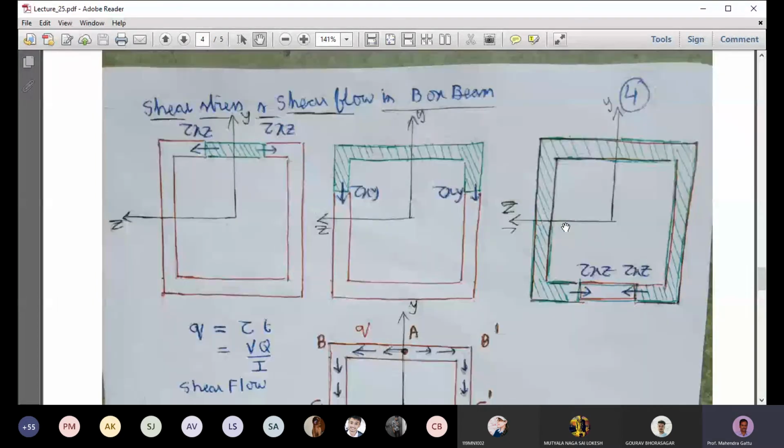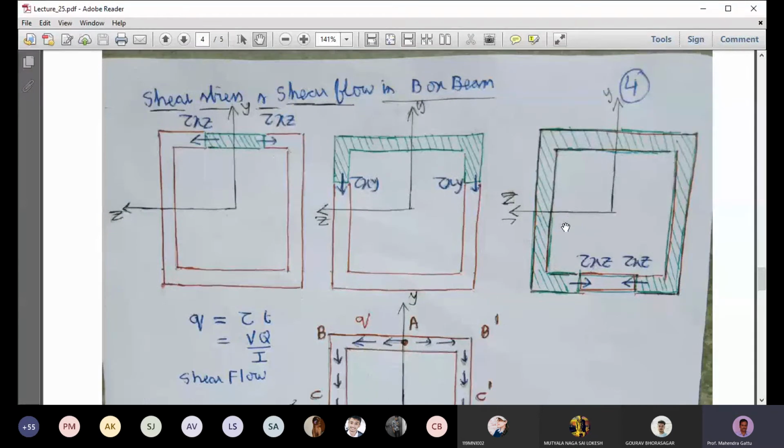Now we will also discuss shear stress and shear flow in a box beam. To analyze how the shear stress is varying in this box beam, we have to cut a cross section in this fashion.